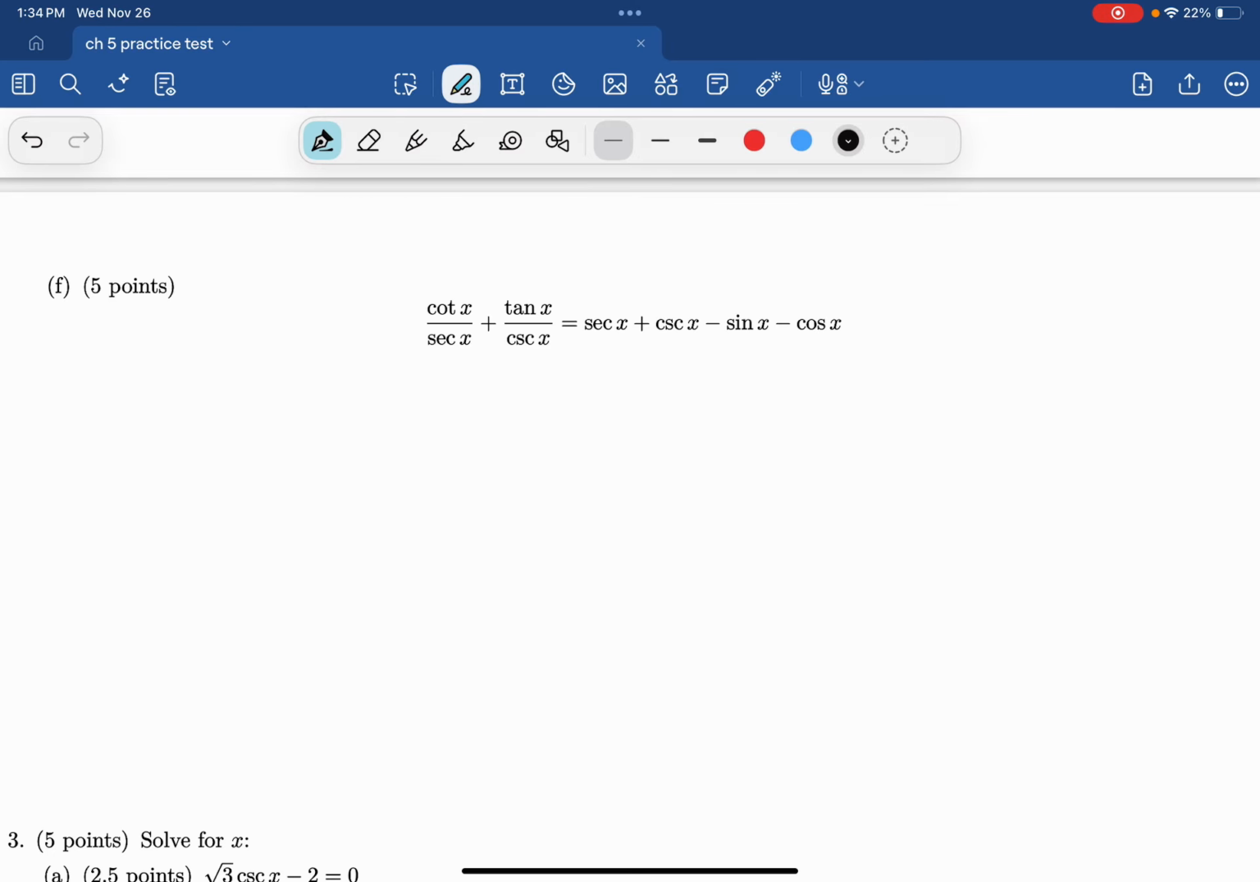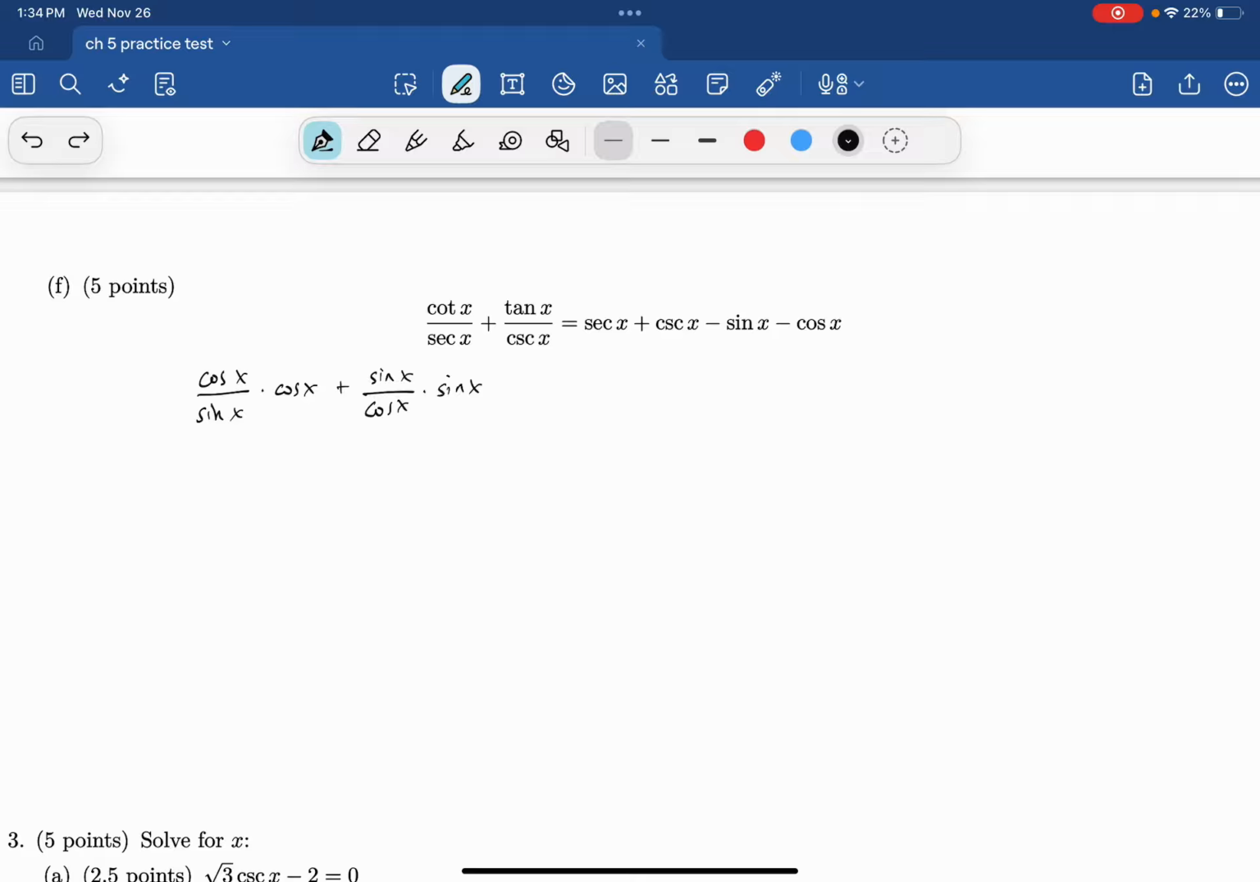And so this would become cosine x over sine x, that's cotangent x, times cosine x plus sine x over cosine x times sine x. Okay, the logic here is that cotangent is equal to cosine over sine, and then 1 over secant x is equal to cosine x. Okay, and then similarly, tangent is equal to sine over cosine, and cosecant is equal to 1 over sine. That's how I got that.